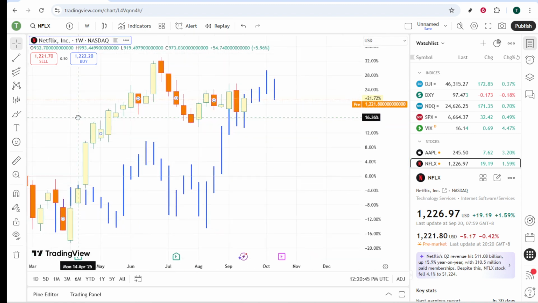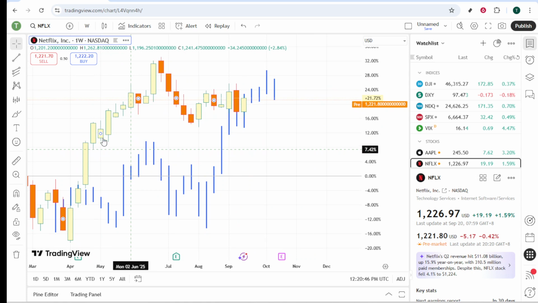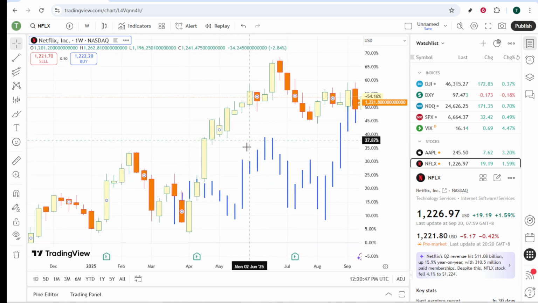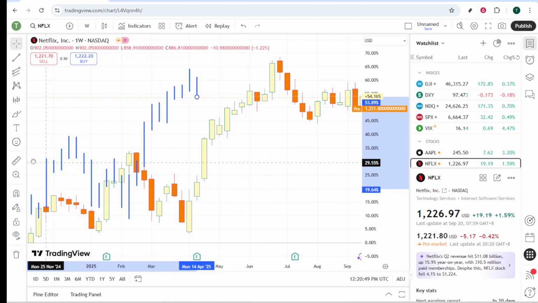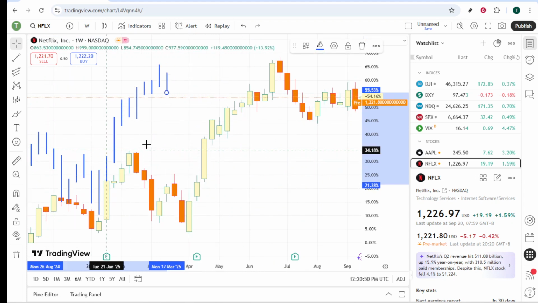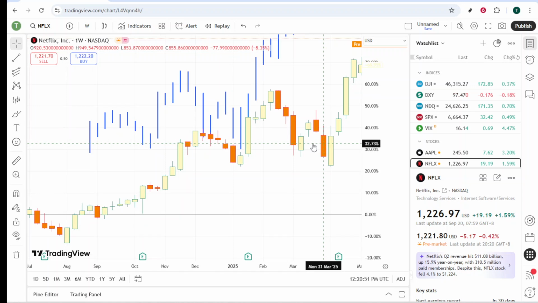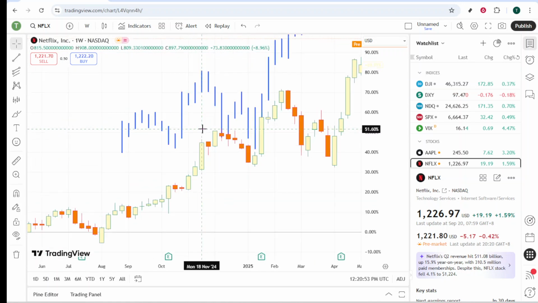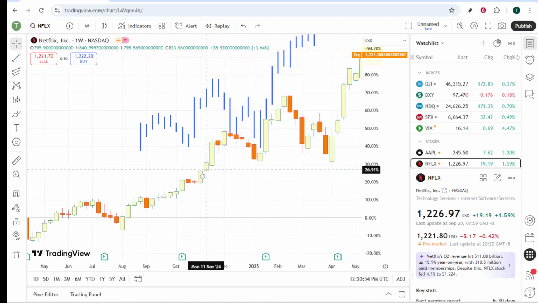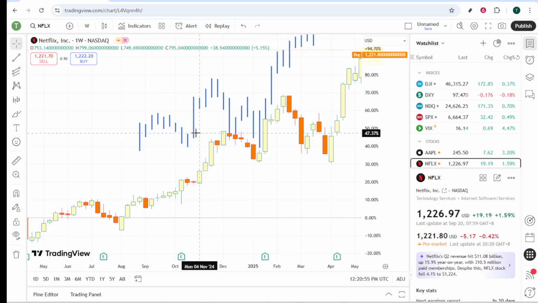Next, let's discuss what the colors of the bars signify, as these visual cues are crucial for quickly assessing market behavior. A green bar indicates that the closing price was higher than the opening price, suggesting a bullish or upward trend during that time period. Conversely, a red bar signifies that the close was lower than the open, pointing to a bearish or downward movement.